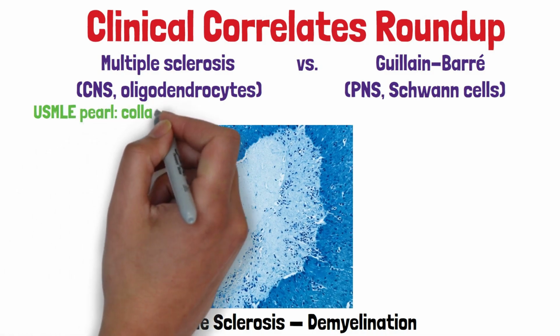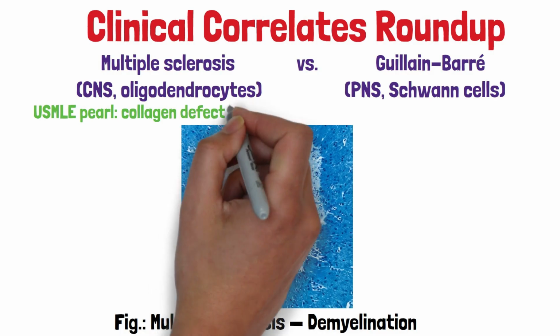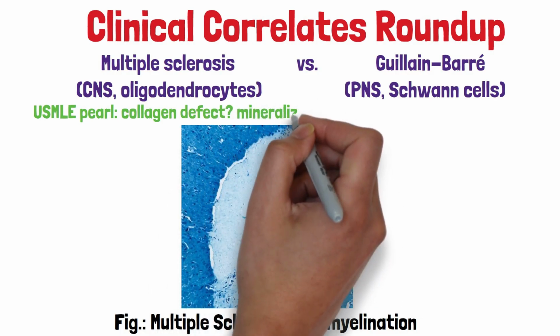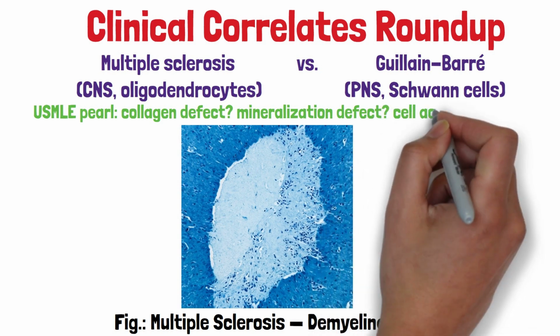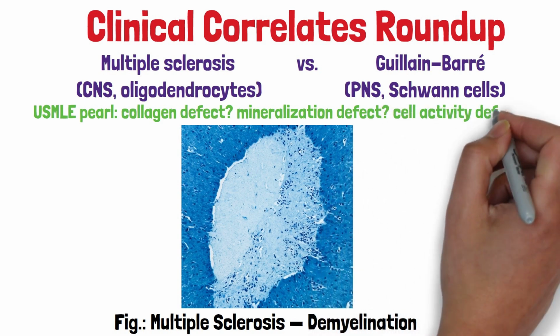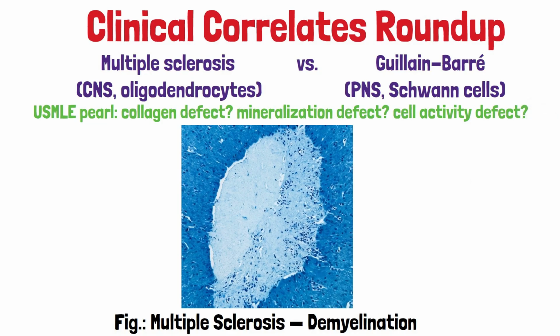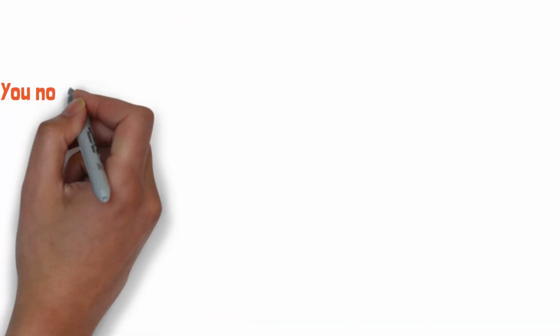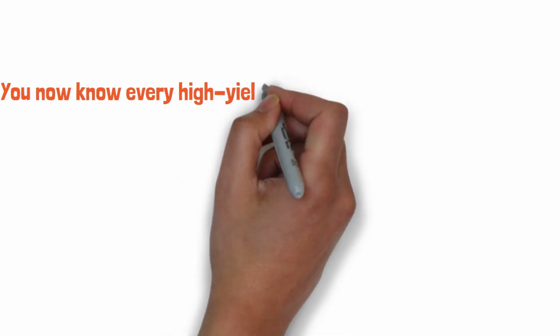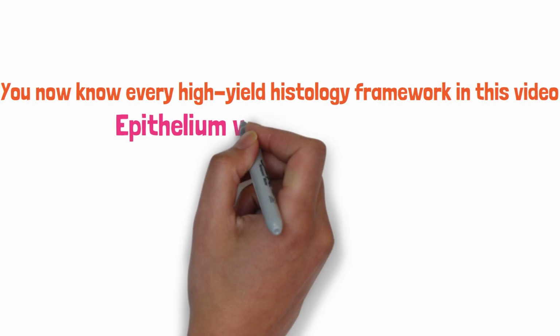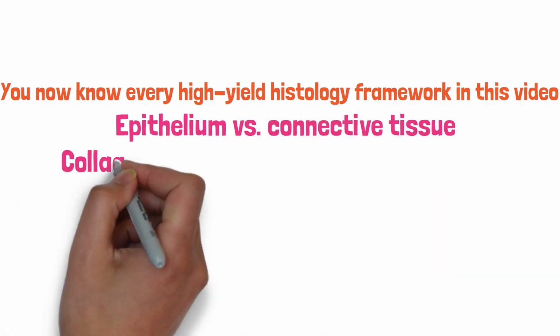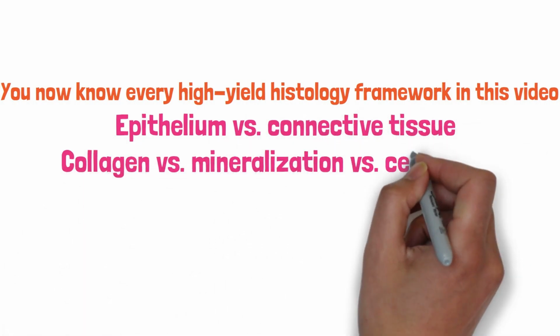When a vignette describes a connective tissue, cartilage, or bone disorder, ask yourself, is this a collagen synthesis defect, a matrix mineralization defect, or a cell activity defect? Osteoblast, osteoclast, or chondrocyte. That one framework resolves most histology-based pathology questions on your exam. That's every high-yield framework from this histology set: epithelium versus connective tissue, and the collagen versus mineralization versus cell activity question that unlocks most of these vignettes.